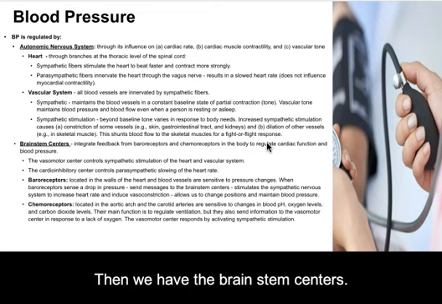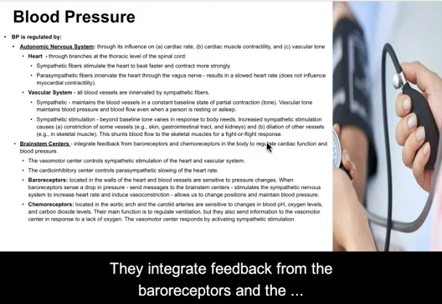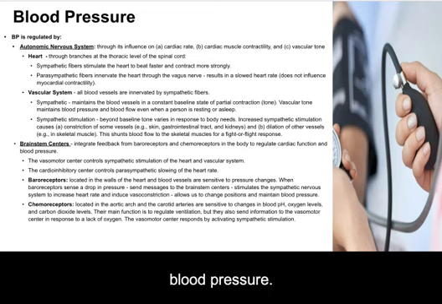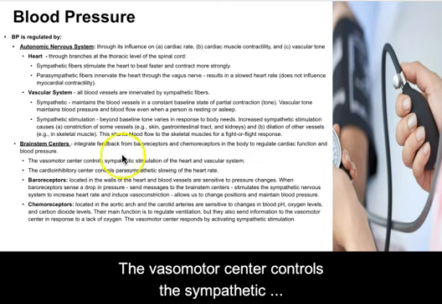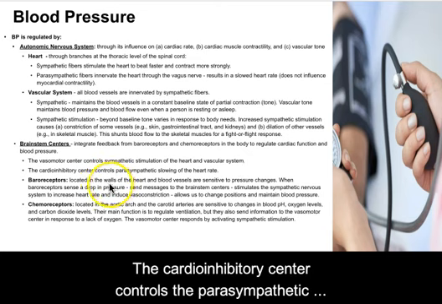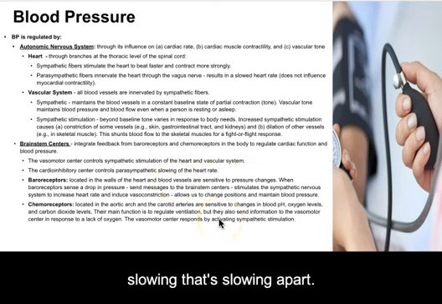Then we have the brainstem centers. These also regulate blood pressure. They integrate feedback from the baroreceptors and the chemoreceptors in the body to regulate cardiac function and blood pressure. The vasomotor center controls the sympathetic stimulation of the heart and vascular system. The cardioinhibitory center controls the parasympathetic slowing of the heart.